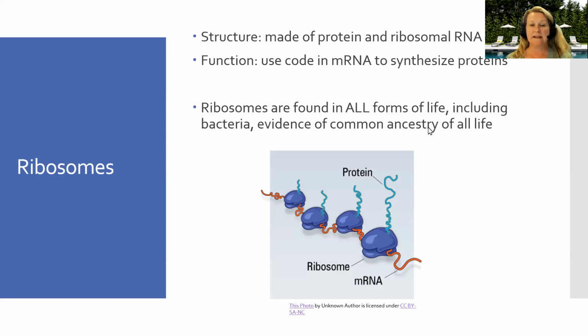And something really key about ribosomes to remember is that ribosomes are found in all forms of life, including bacteria, including prokaryotes. So this is considered a piece of evidence for the common ancestry of all life forms. I mean, after all, life forms, even bacteria, need to make proteins. So all life forms have their own ribosomes.